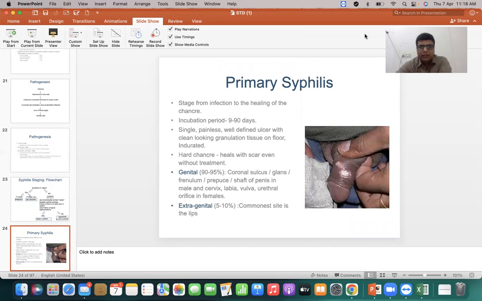So, what is primary syphilis? It is the stage from infection to healing of the chancre. The incubation period is around 9 to 90 days. There is a single painless, well-defined ulcer with clean-looking granulation tissue on the floor, which is indurated. It heals with scar even without treatment.